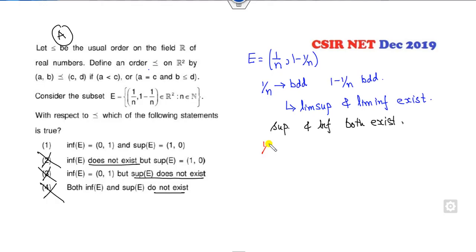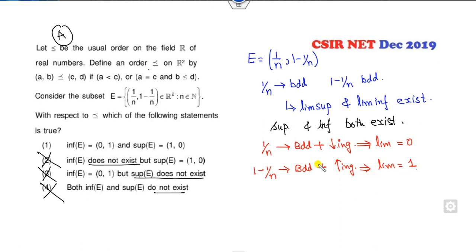Moreover, how can you say it? You can see this is bounded plus it is a decreasing sequence. On the other hand, 1 minus 1 over n is also bounded, plus it is an increasing sequence. Once it's a decreasing sequence, what is the limit of this? The limit is 0 and the other limit is 1. So the supremum will be 1, 0 and the infimum will be 0, 1 is the right answer, because it is bounded between 0 and 1. This number is bounded between again 0 and 1.